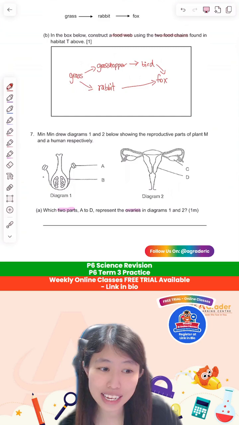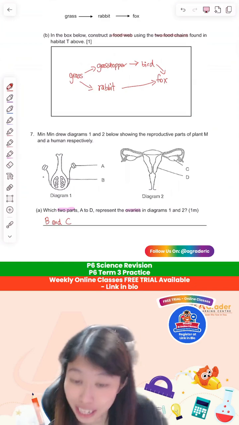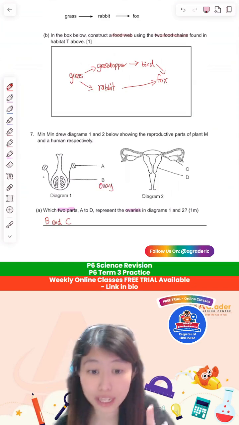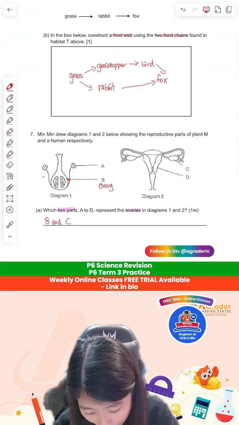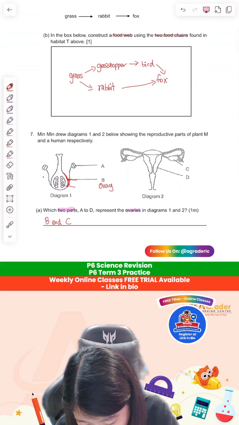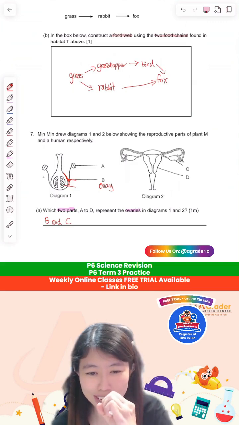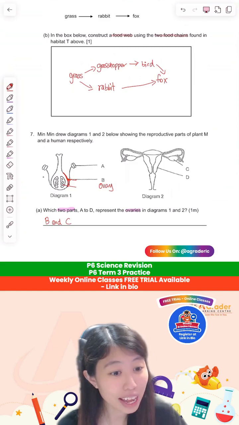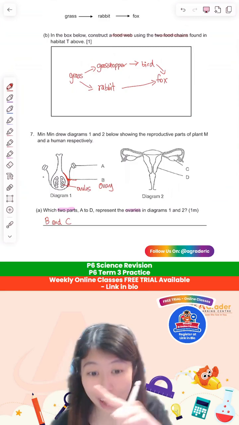Thank you for all your answers. Most of you got it correct. For ovaries, it is part B and C. Part B is called the ovary. Do take note for plant reproduction, please take note of where the line of your labeling reaches. If it reaches the outer layer, it's the ovary. But if it points to the inner circle, the circle right inside, does anyone know what it is? Thank you, editor. Yes, it is the ovule. So take note of where the line stops.